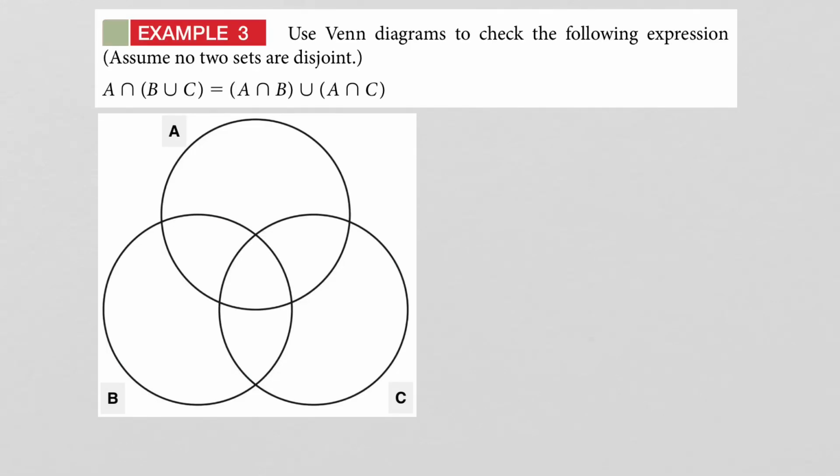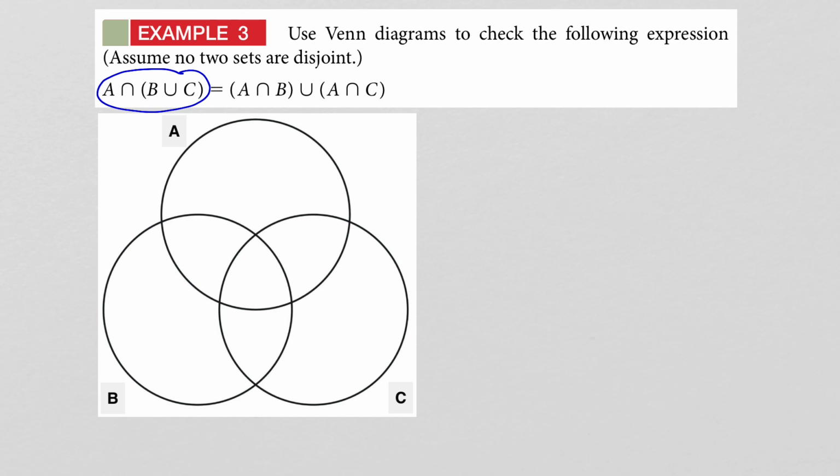Next, use Venn diagrams to check the following expression. Assume no two sets are disjoint. So we want to prove or show that if you take the set A and you take the intersection with the union of B and C, it's the same as taking the intersection of A and B, the intersection of A and C, and taking the union of those two sets. All right, so first of all, let's work on the left-hand side here. Let's see what that entails.